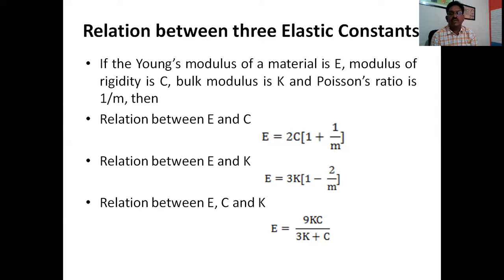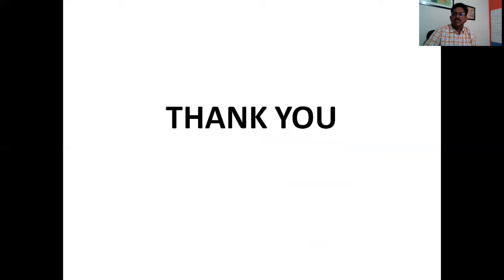The derivation of how we got these is not important for diploma level. We also want a relation between C and K including 1 by m. If we get these two things, we will get a relation between C, K and 1 by m. If you want a relation purely in E, C and K, E equal to 9KC by 3K plus C. So these are the relations between the elastic constants. While solving numerical problems, these formulas will be helpful for us.